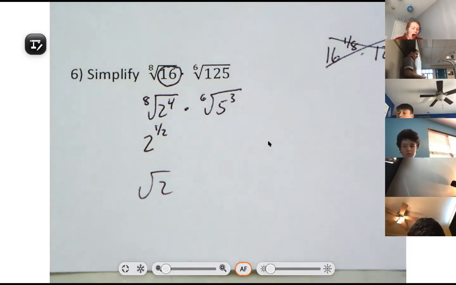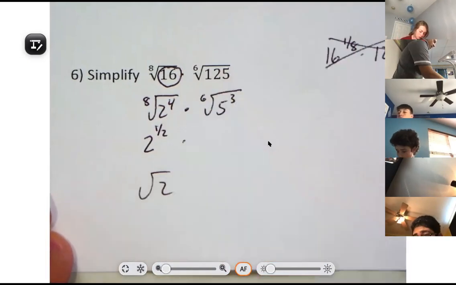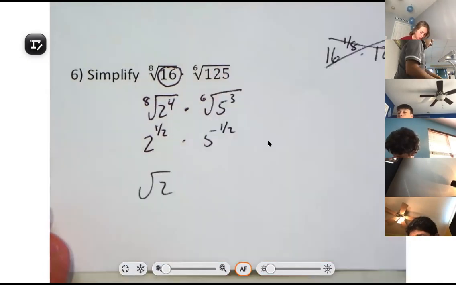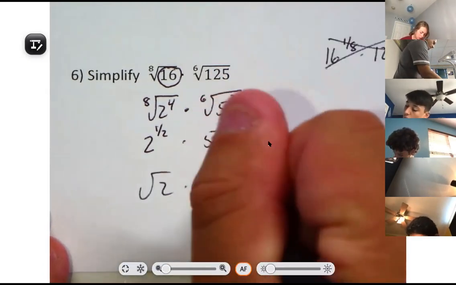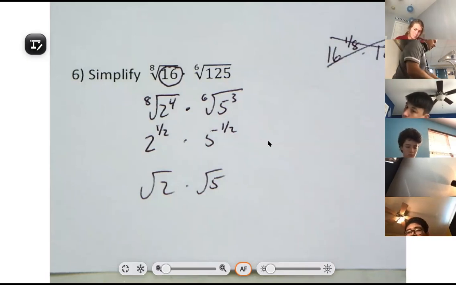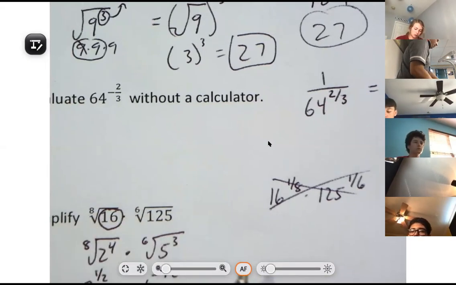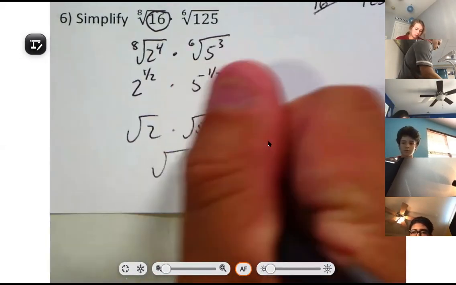Well, let's do the right side. This would be 5 to the 3/6. So 5 to the 1/2, which is the square root of 5. What is the square root of 2 times the square root of 5? Square root of 10. Yeah. You're allowed to multiply radicals together if they have the same index, and they're both 2s there. Right at the beginning, we were not allowed to multiply the 16 and the 125 because they don't have the same index. But once you get them to have the same index, square root of 10.